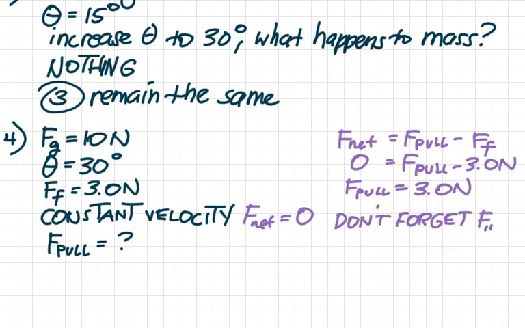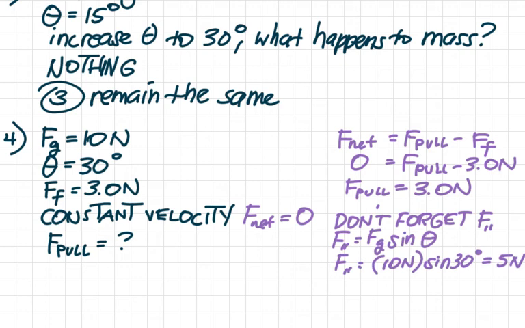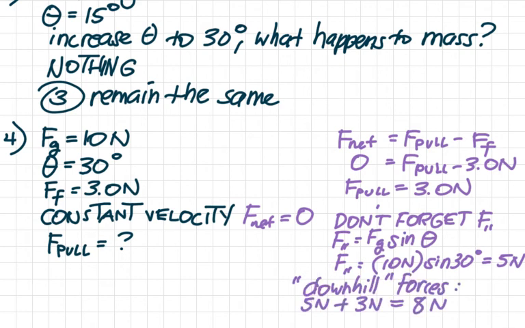Let's not forget the fact that we are on a ramp, and there is an F parallel, a portion of the weight of that block that is going downhill, down the ramp. We have to account for that too. So we actually have 2 downhill forces. And if the downhill forces are 8 newtons, and again, my net force is 0, then the pulling force going up the ramp must equal 8 newtons as well. So our answer is choice 2.